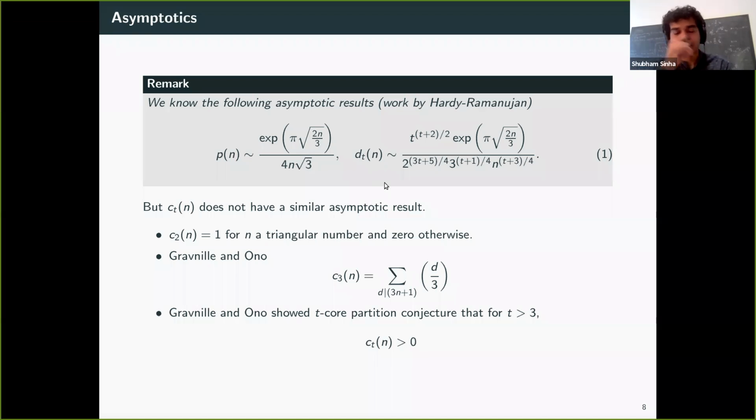But when we come to the number of T cores, it becomes very different, in the sense that we do not have any such similar asymptotic results. It has to accompany certain number theoretic sums, which I'm not going to discuss. Just to give a flavor, when t equals 2, the number of T cores is 1 or 0, depending on whether n is a triangular number or not.